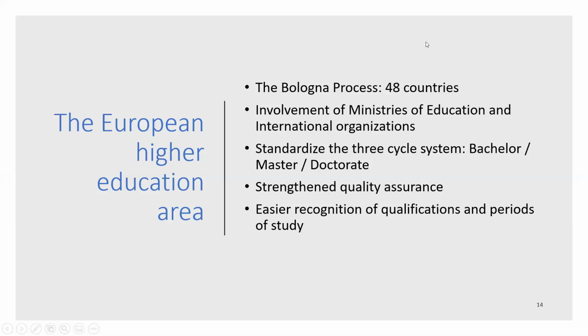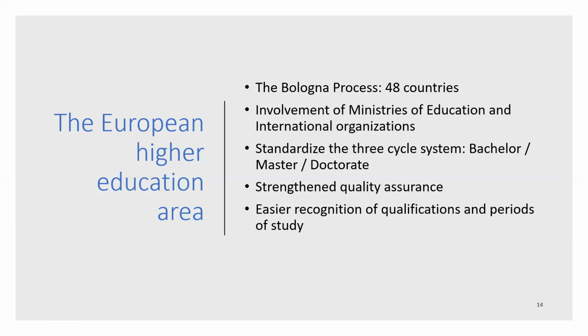Through the European Union, we have a European higher education area. A number of years ago, a thing called the Bologna process harmonized the European higher education area across 48 countries. Through the involvement of ministries of education and other international organizations, they standardized a variety of different ways in which university degrees were structured into a 3-cycle system, whereby students will study first for a bachelor's degree, then if they wish, go on to a master's degree.